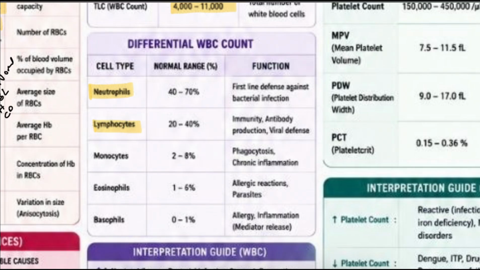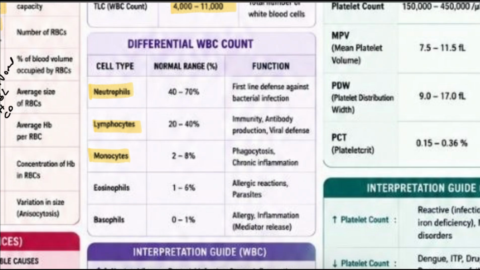Next we can see lymphocytes. The normal range is 20 to 40. Lymphocytes fight against viruses, and are responsible for immunity, antibody production and viral defense. So if lymphocytes are high, we have to think of viral infection. Examples are COVID, mononucleosis and viral fever.